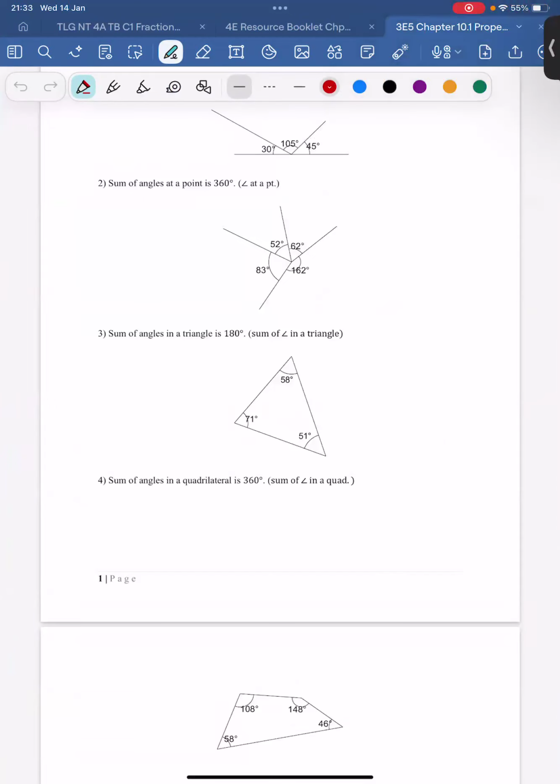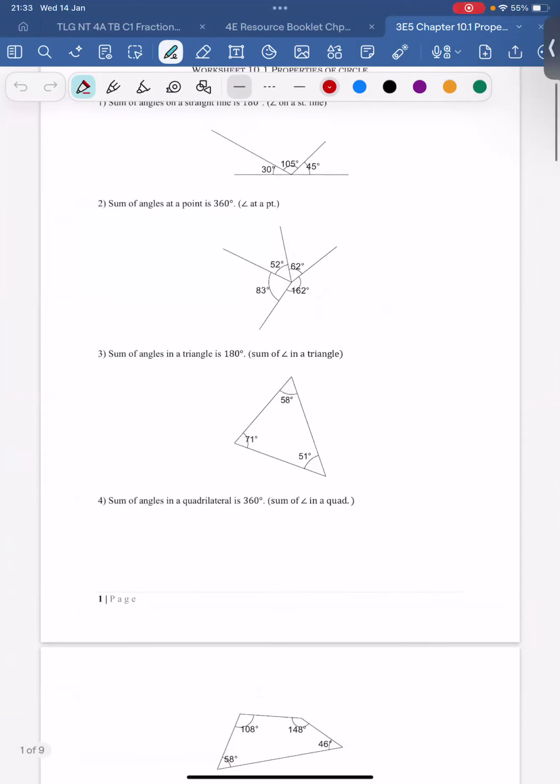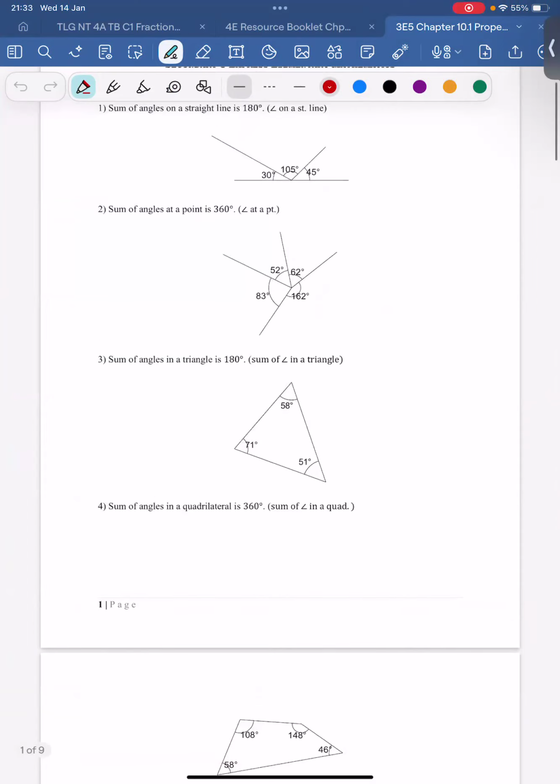Okay, so let me run through some of the properties that we will use in this chapter. The first few properties that you have learned in Sec 1: the first one, the sum of angles on a straight line add up to 180. So you need to write down your reason whenever you find an angle. You need to write down your reason and your annotation.